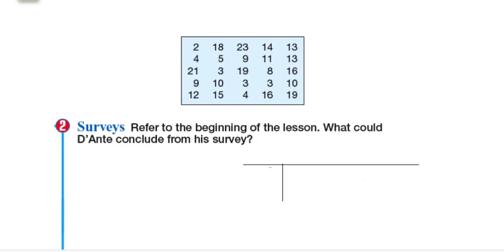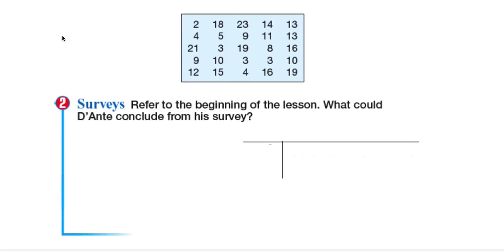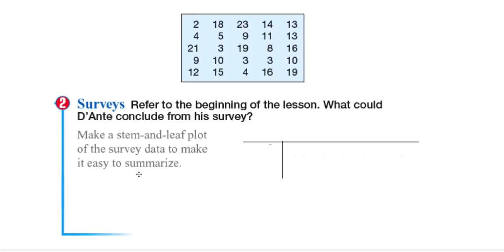Look at example number 2. Refer to the beginning of the lesson. What could Deonte conclude from his survey? So going back to Deonte again, and this is the survey that he got. Okay, this is the table that was on page 68. I just copied it so I don't have to go back to the other pages. Again, we are asked to create a stem and leaf plot to make the survey easy to summarize.